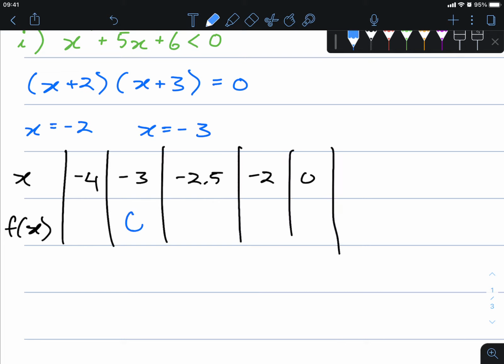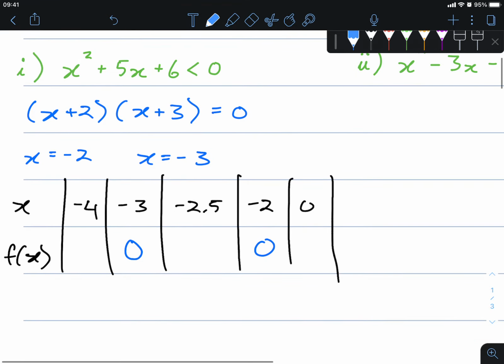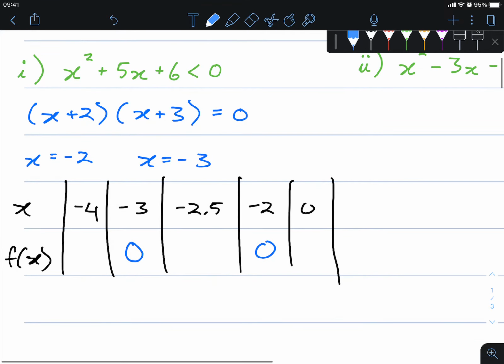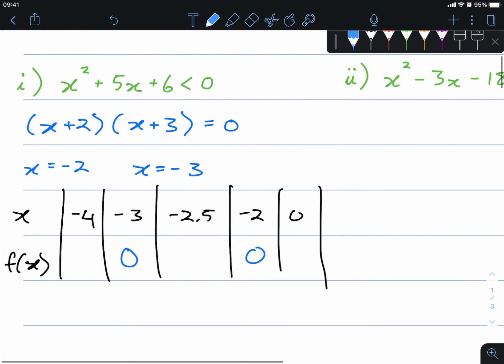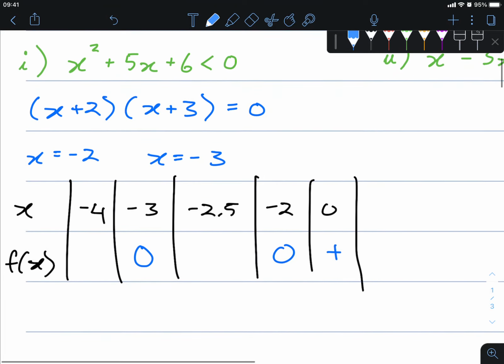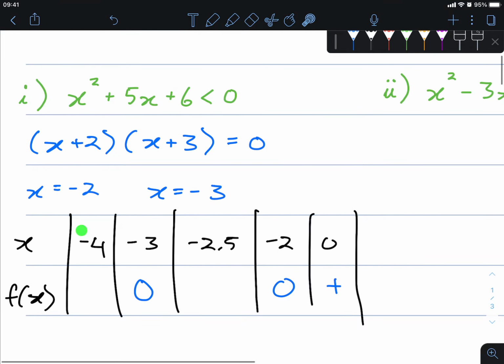We know that negative 3 and negative 2 are going to be 0. Now let's double check whether it's positive or negative. 0 is very easy, that's the y-intercept. The y-intercept here is going to be 6, which is positive. Substituting values into the factorized form makes it a lot easier. So I'll demonstrate to you here. Negative 4 here and here.